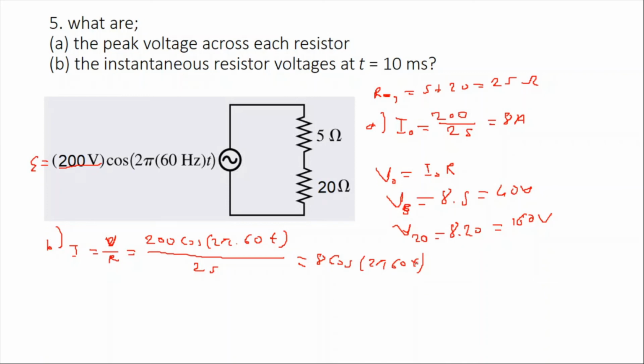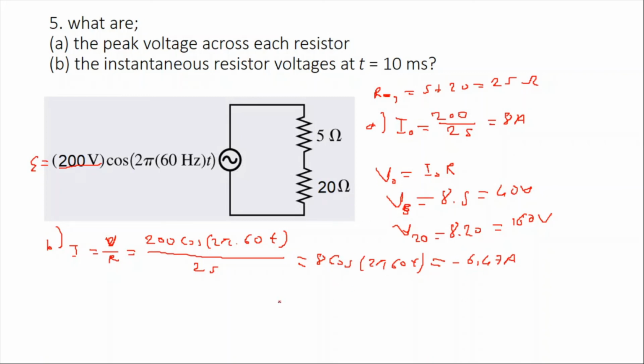So we are asked to find the instantaneous current at t equal to 10 milliseconds. Instead of t, we write 10 milliseconds. I am not going to write all the equation from the beginning. If we insert 0.01 here, it will give a value of negative 6.47 amperes. This is the instantaneous current in the circuit.